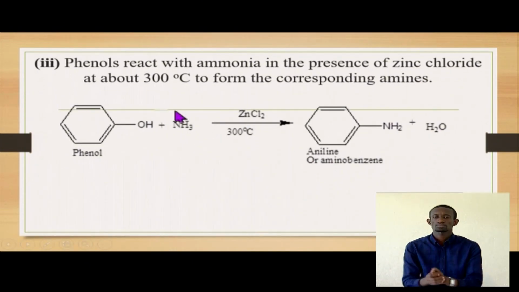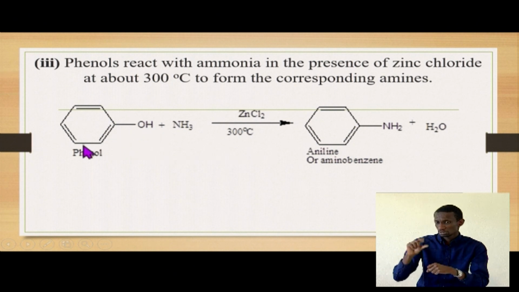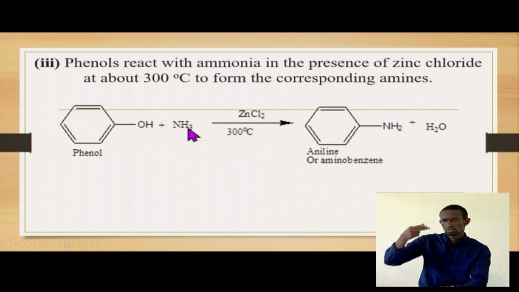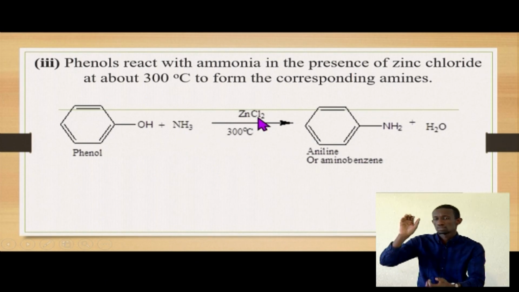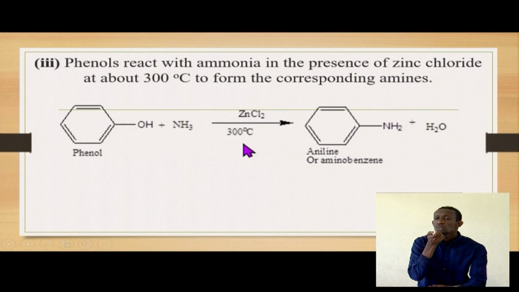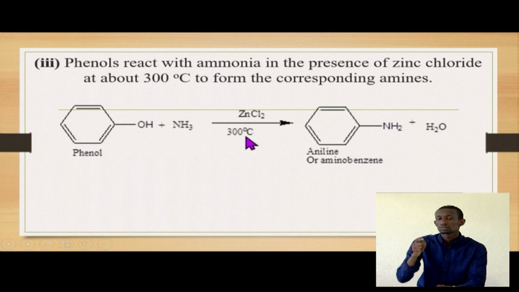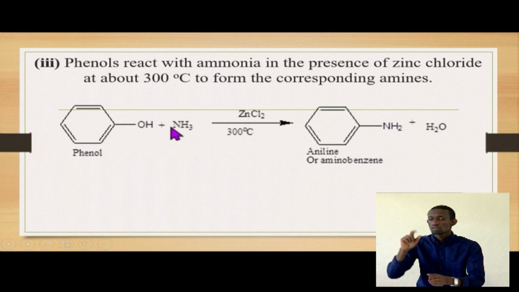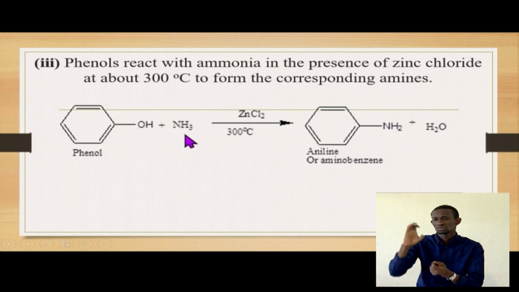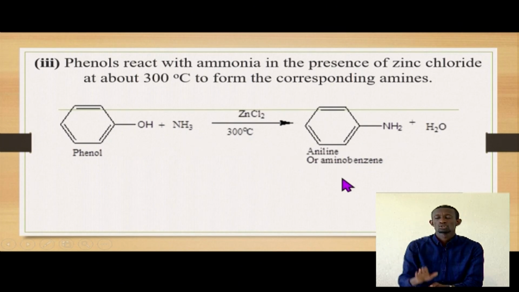Then another one, it can also be prepared from phenol, reacting with ammonia in presence of zinc 2 chloride. That is the condition, the temperature must be around 300 degrees Celsius. That's at least a very high temperature. So the zinc chloride acts as a catalyst, at a temperature of 300 degrees Celsius, phenol combines with ammonia to liberate aniline or phenylamine.